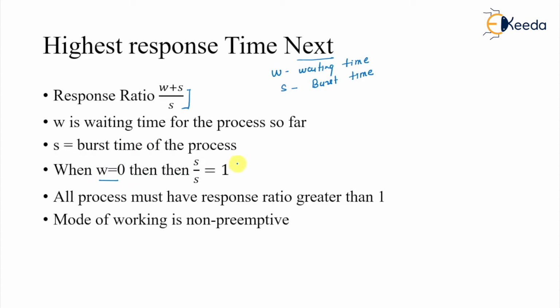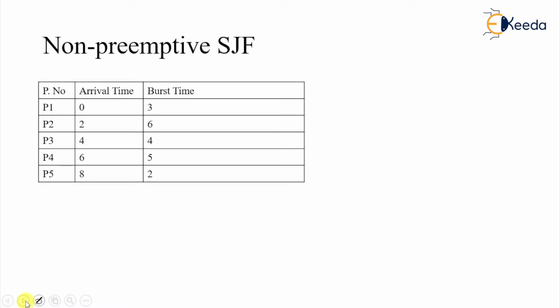If W is 0, then it becomes S by S, which is definitely equal to 1. So all processes must have a response ratio greater than or equal to 1. The mode of working in this case is non-preemptive, so this algorithm is a non-preemptive algorithm.